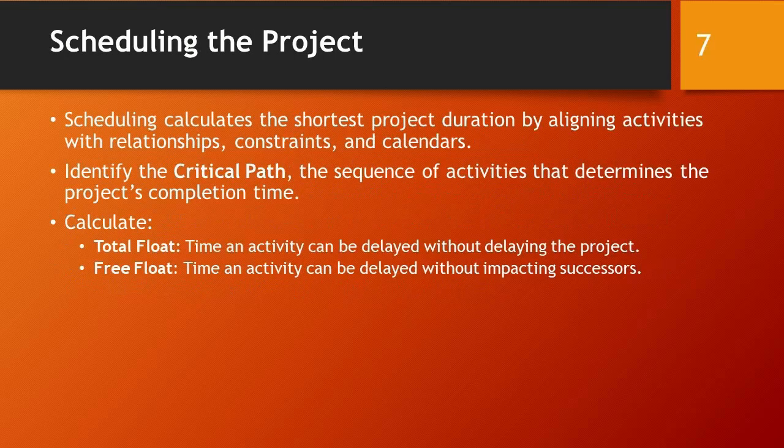Scheduling calculates the shortest project duration by aligning activities with relationships, constraints, and calendars. Identify the critical path, which is the sequence of activities that determines the project's completion time. Calculate total float, which is the time an activity can be delayed without delaying the project, and free float, which is the time an activity can be delayed without impacting successors.